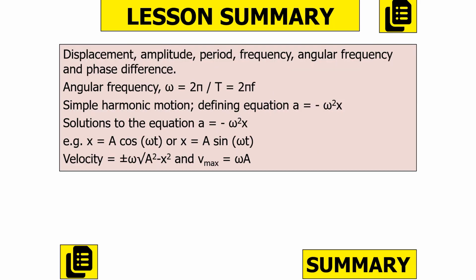So to summarise what we've learnt in today's lesson, we've looked at displacement, amplitude, period, frequency, angular frequency and phase difference. Angular frequency is equal to 2 pi over T, which is equal to 2 pi f. Simple harmonic motion without defining an equation is a is equal to minus omega squared x. The solutions to the equations include x is equal to A cos omega t or x is equal to A sin omega t, then velocity is equal to plus or minus omega times the square root of A squared minus x squared, and the maximum velocity is equal to omega A.